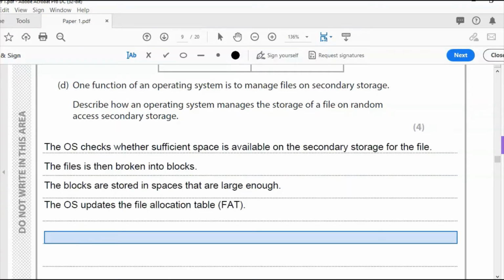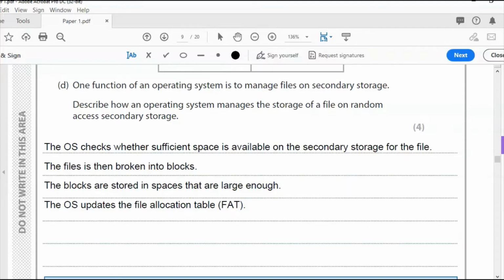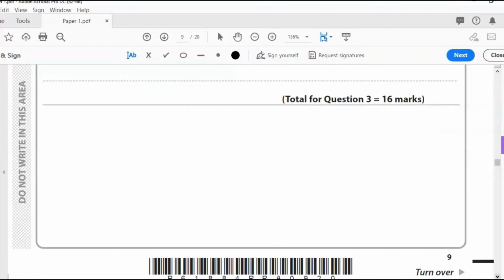Okay, the operating system checks whether sufficient space is available on the secondary storage for the file. The file is then broken into blocks. The blocks are stored in spaces that are large enough. The operating system updates the file allocation table, or FAT, and that is the answer to the question. And that completes question 3 for a total of 16 marks.